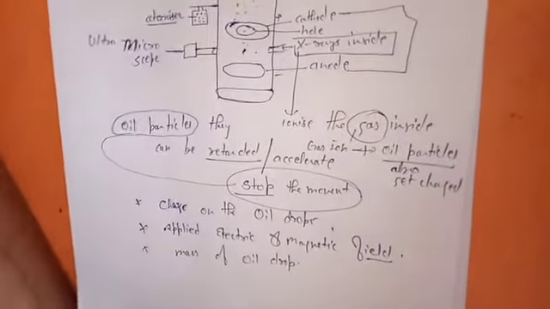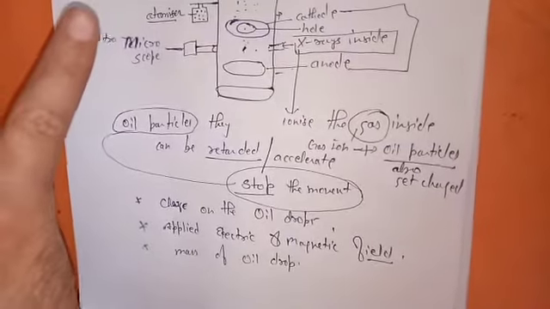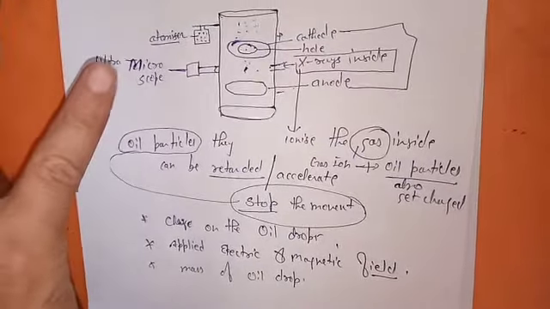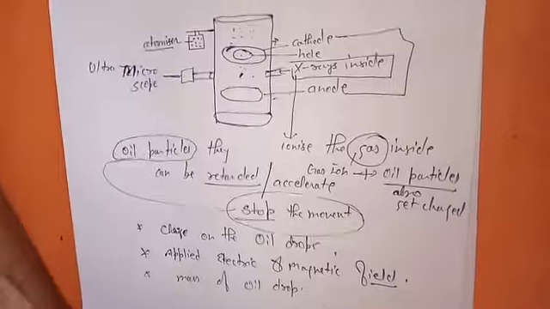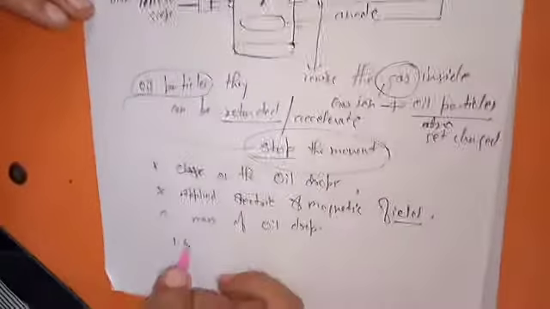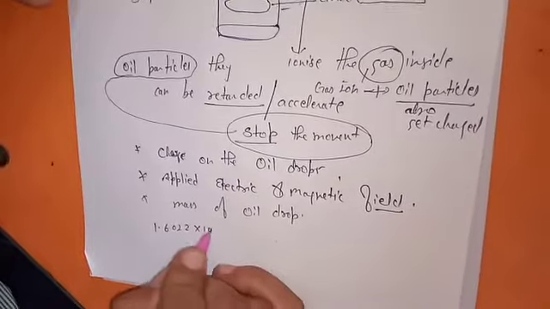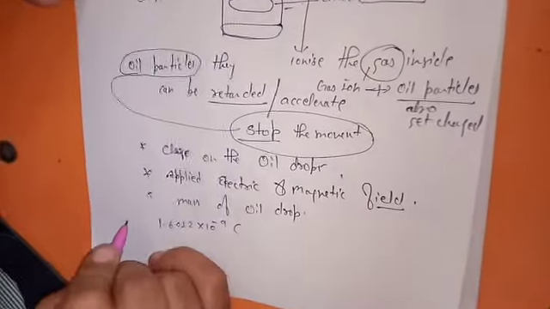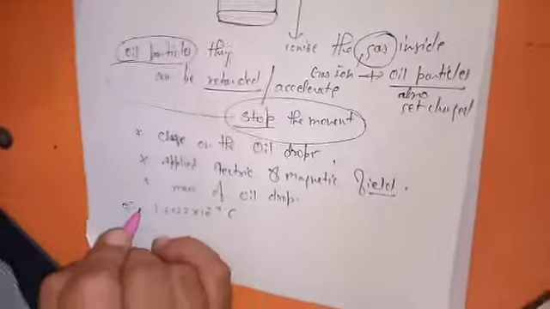So that's the experiment done by R.A. Millikan to find the charge on the electron, and he found the charge to be 1.6022 into 10 raised to power minus 19 coulomb. That is the electronic charge found.